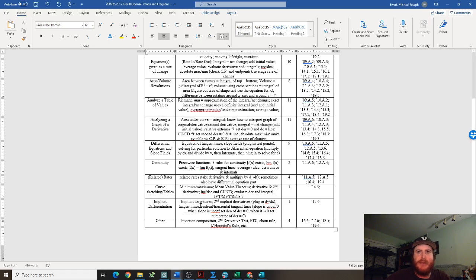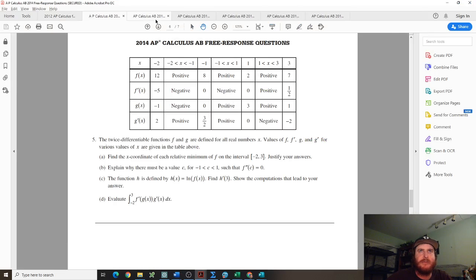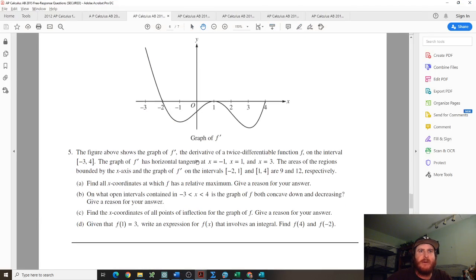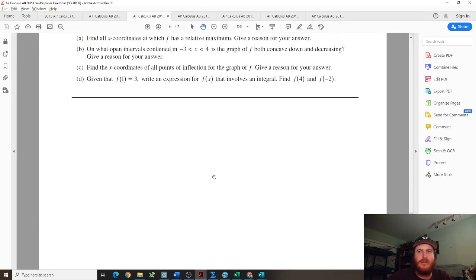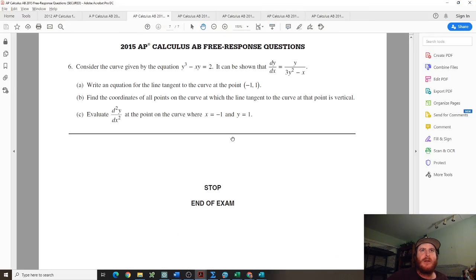And then implicit used to be super, super common on the free response. Now it's really more common on the multiple choice. So it's only been asked once in the last 11 years on the free response, and it was question 6. Here it is, this one. They gave us y cubed minus xy equals 2. And they also gave us the derivative.